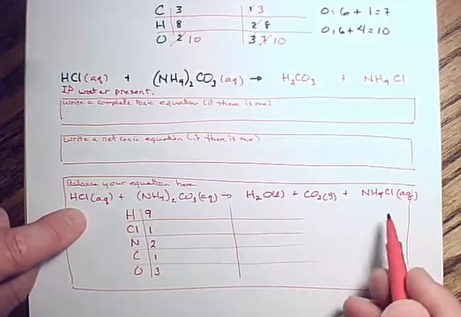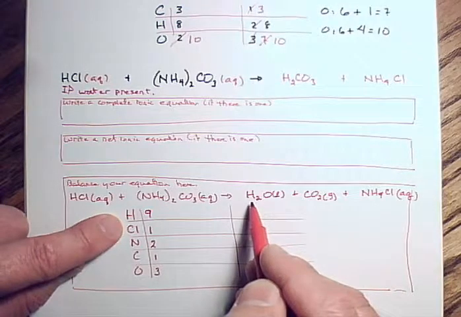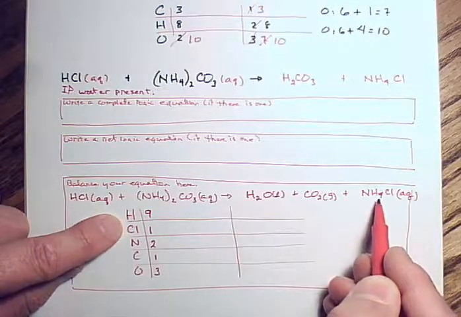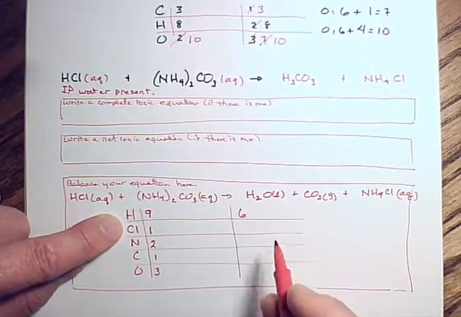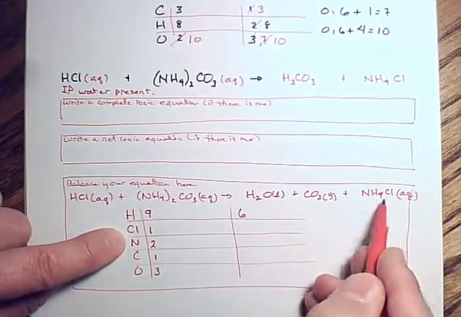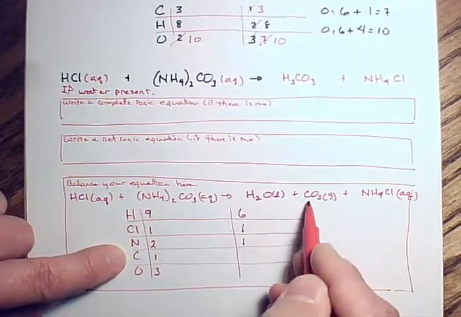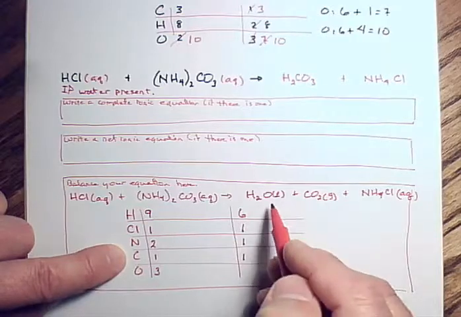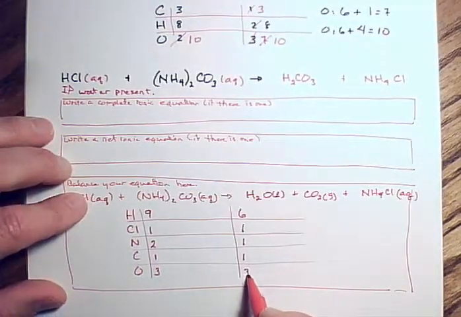Okay, I'm going to go to the other side of the equation now and count everything. And right now I've got 2 hydrogens here plus 4 over here. So right now I've got 6 hydrogens. Okay? I've got 1 chlorine. I have 1 nitrogen. I've got 1 carbon. Oxygens, I've got 1 here and 2 here, so I've got 3 oxygens.